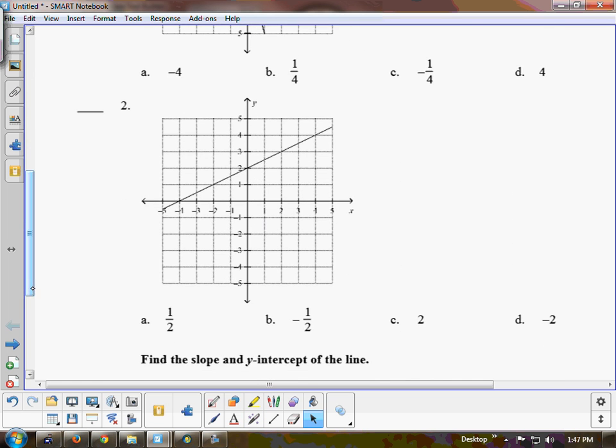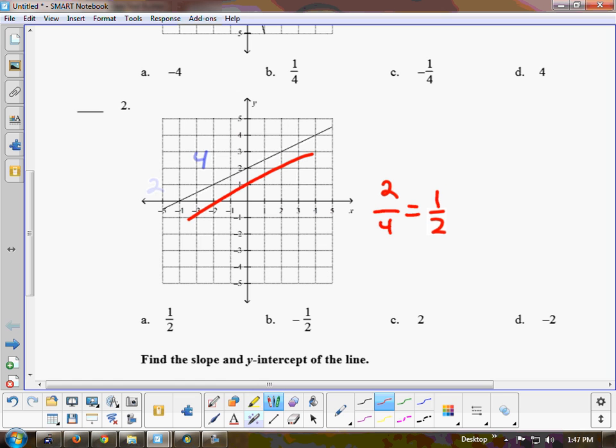So we're going to do the same thing with the next one. Find out where it crosses perfectly on the grid, and then count up 2 over 1, 2, 3, 4. So that's 2 and a 4. And then if we put it as a fraction, the rise is 2, the run is 4. That's 1/2, and it's going uphill. So that's positive 1/2, and that's choice A.